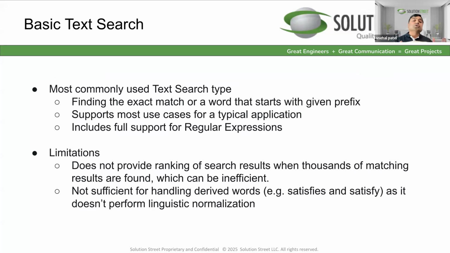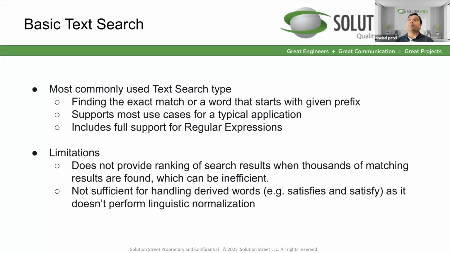As discussed, this is the most commonly used type of text search, whether there is a need to find all the orders in a given status or to find the most frequently occurring error code. The basic text search type is more than sufficient for most common use cases. It also has full support for regex for pattern matching. However, there are limitations. For example, it does not support ranking.